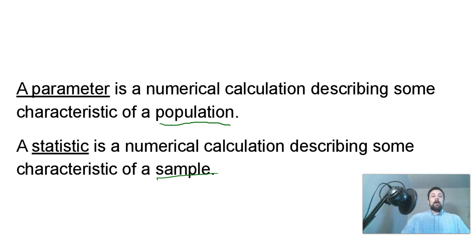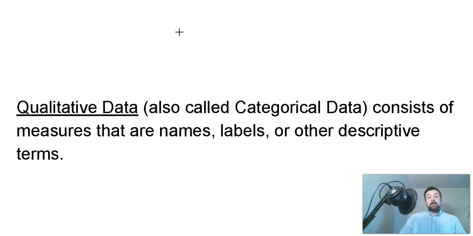Qualitative data consist of measures that are names, labels, or other descriptive terms. These are, for the most part, non-numerical measurements, non-numerical observations. There are a couple of fringe cases where you have to be careful because numbers might be used, but not in a numerical way. I'm going to save that example for later, since I have it in an example later in the video.